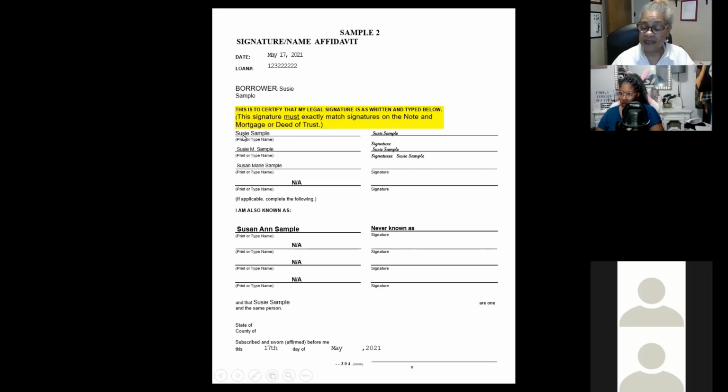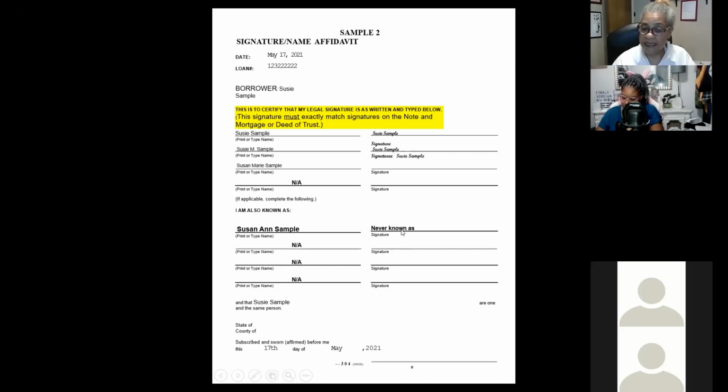So in this instance, Susie Sample, she's signing Susie Sample. Susie M. Sample, she's signing Susie Sample. Susan Marie Sample, she's signing Susie Sample. Her signature on this affidavit must match the note, the mortgage, or the deed of trust. You're going to have a mortgage or deed of trust, depending on the state that you're in. You will follow suit down here with Susan Ann Sample. That's not her, so she would not sign that.